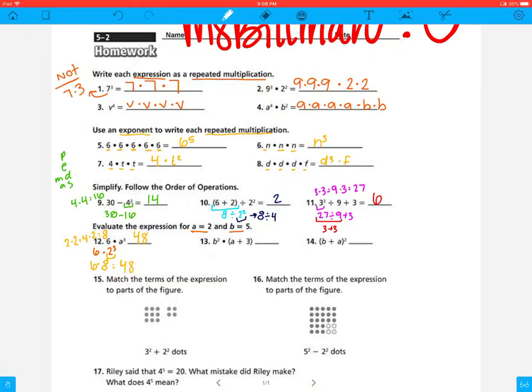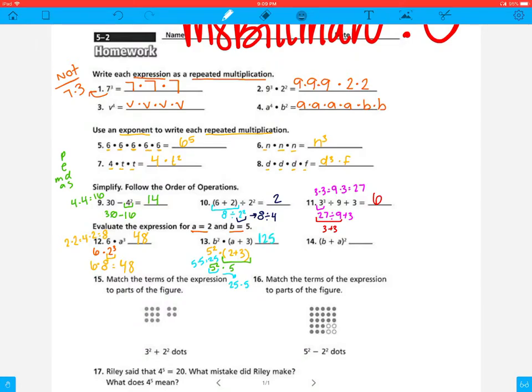For number 13, I'm going to rewrite it 5 to the second power, or 5 squared, either way, multiplied, and then in parentheses, 2 plus 3. I still follow the order of operations, and I start with my parentheses. So 2 plus 3 is 5. 5 squared multiplied by 5. Next up, I do the exponent, so 5 squared is 5 multiplied by 5. So 25 multiplied by 5, and that is equal to 125.